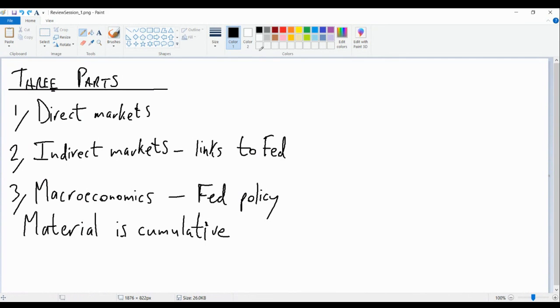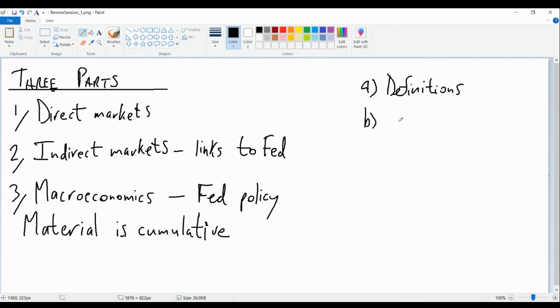So each part involved going through three things, I guess. One, first, we would always start with definitions. So, for example, in the first part, we had to discuss what are direct financial markets, what are the different kinds of assets that are out there, and that was the first one.